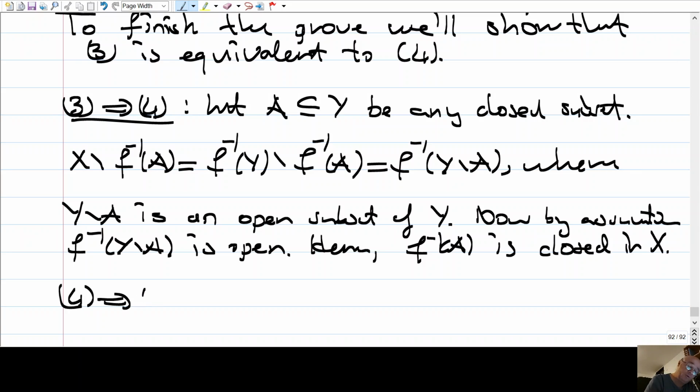Now I have to prove this. This time I assume that the inverse image of every closed set is closed, and I must show that the inverse image of every open set is open. The proof will be the same, but I will leave it as an exercise. So this is left as an exercise.